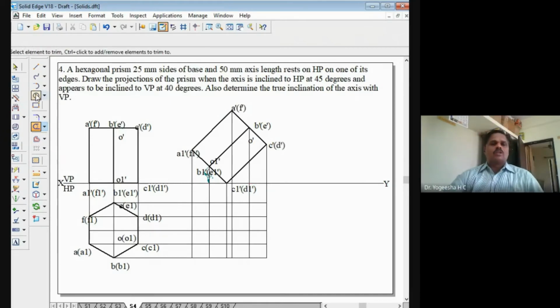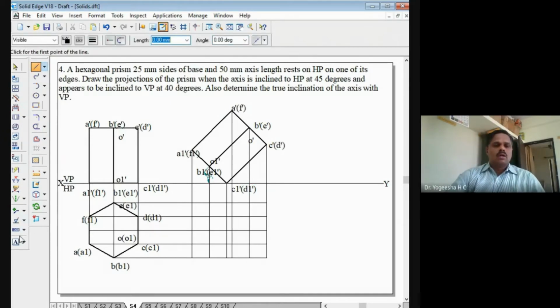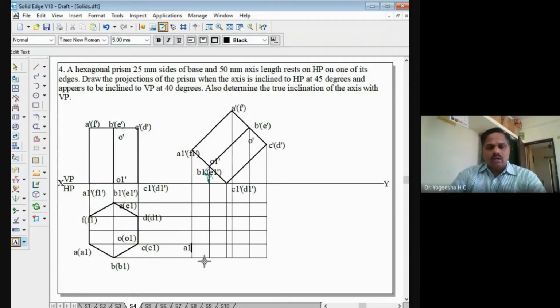We will mark the various points now. Take the text tool, mark the various points. Here it is point A1. This is point B1. The point C1 comes here. Point D1 comes here. Point E1 comes here. And point F1 comes here.